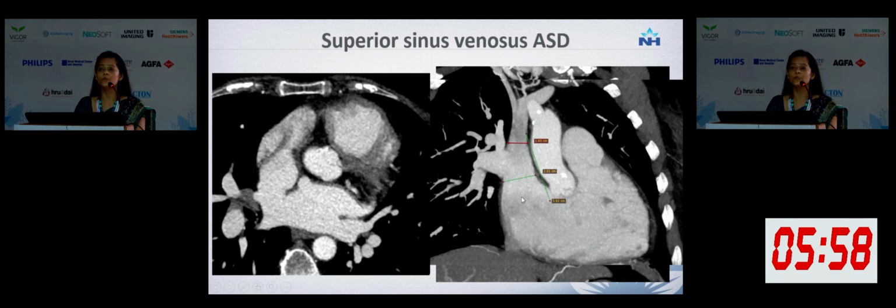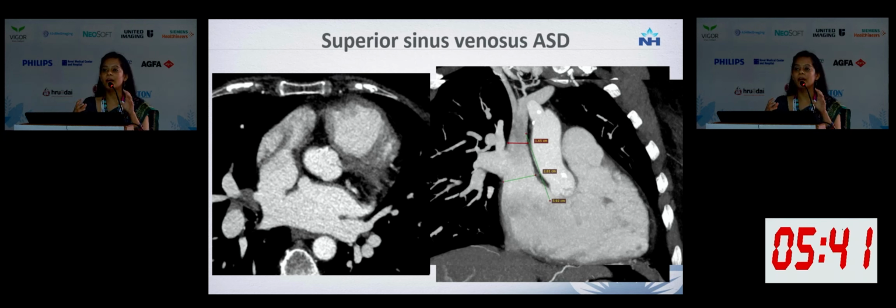Why do they want to know all these measurements? They're going to balloon this area to check the drainage pattern. The distal SVC diameter is very important for them to decide which size balloon to use, because the SVC is not that expandable. They need to know which size balloon to use, and that will depend on the diameter. So these measurements we need to give them.